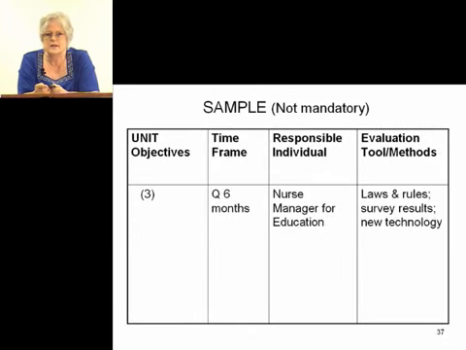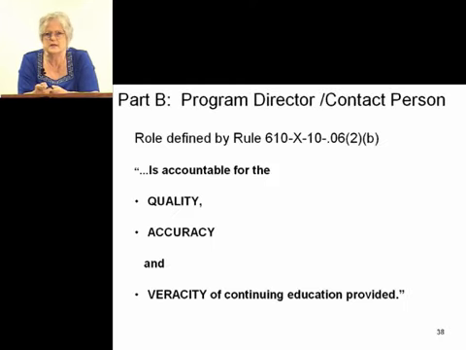You don't have to rewrite unit objectives if you don't want to. You can put number 3 or whatever number it is. Again, tell us the time frame, person responsible, and what evaluation tools you're going to use to make sure that you meet that objective. Reminder that the program director is defined as the person that is accountable for the quality, accuracy, and veracity of the continuing education provided.